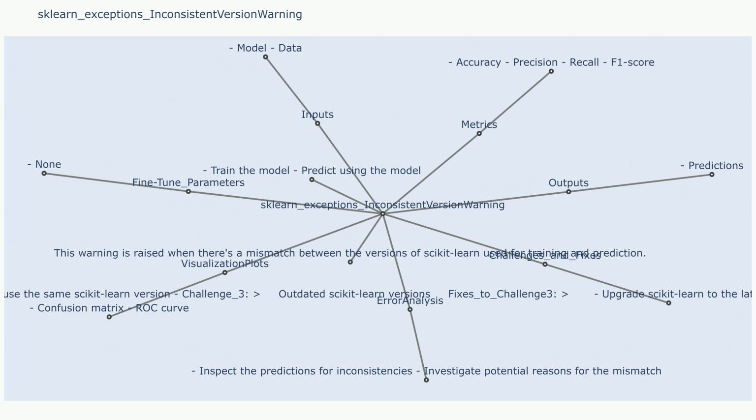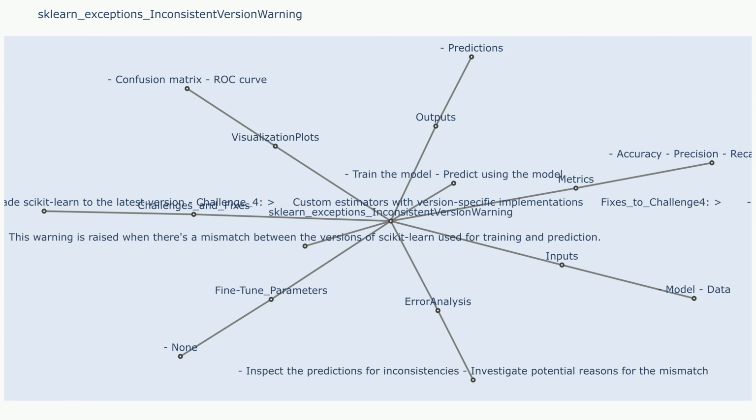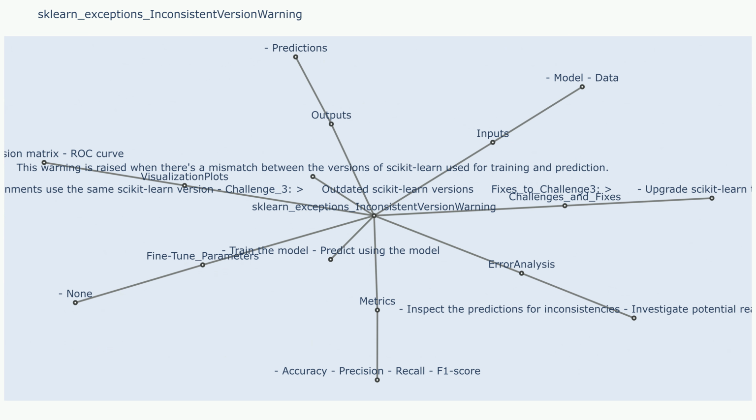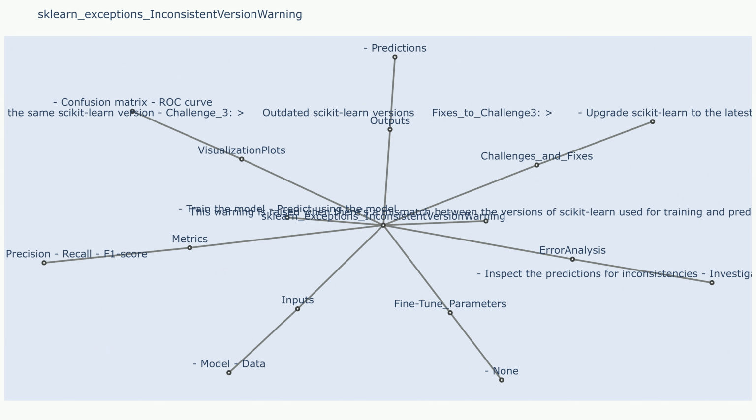Check library versions. The code automatically checks the versions of SKLearn and its dependent libraries. Version comparison. The code compares the versions of these libraries against known compatible versions. Issue warning. If an inconsistency is found, the code triggers the inconsistent version warning to alert the user.